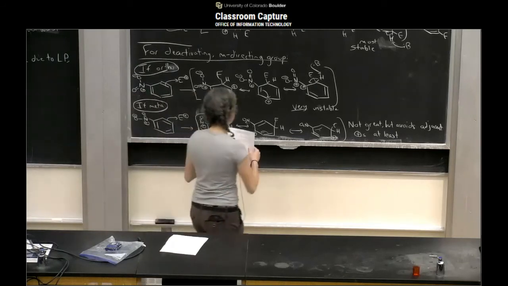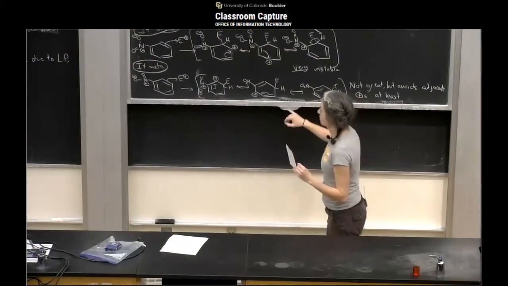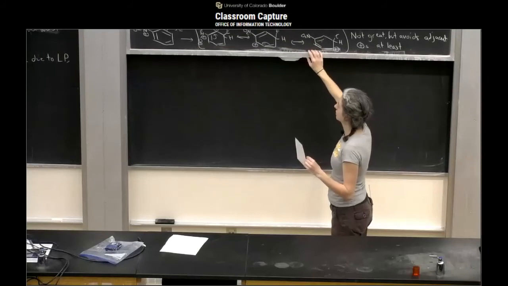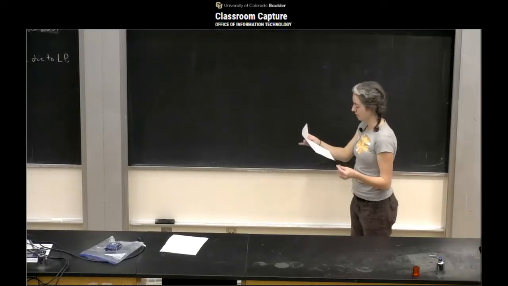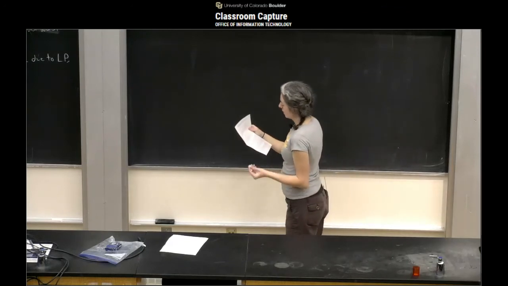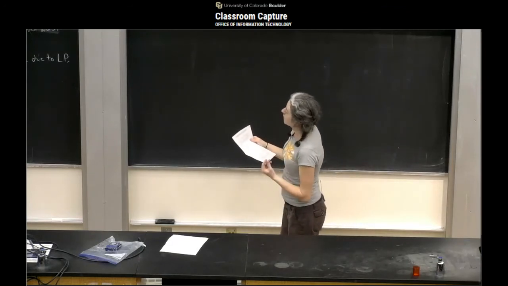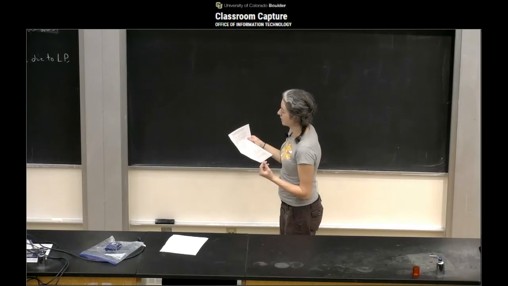Okay, so I think I'm going to skip para in the interests of time, but it's pretty much analogous to what the ortho thing does, where you end up with two positive charges right next to each other, and that's a problem. Okay, so what this means in terms of practical applications.